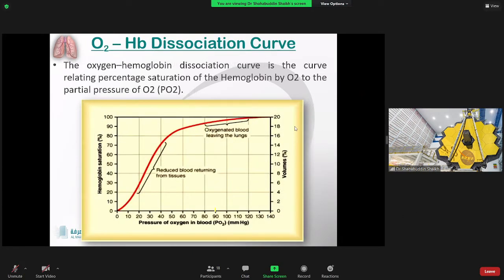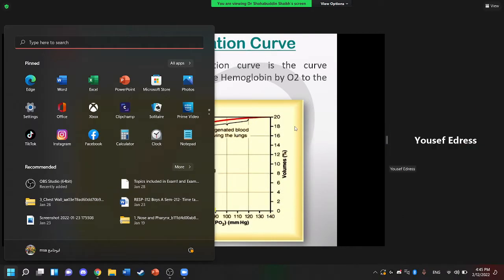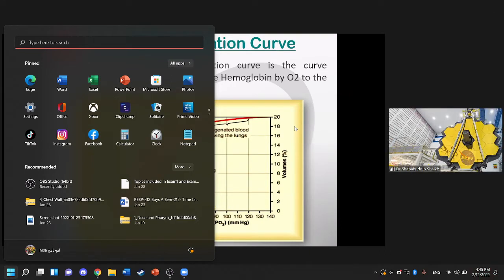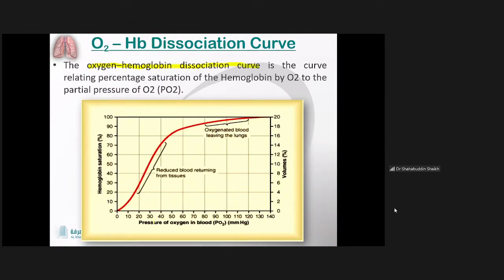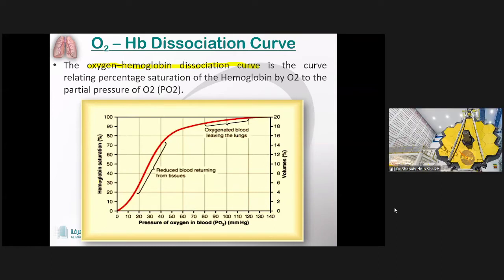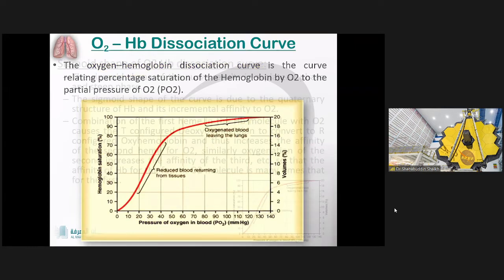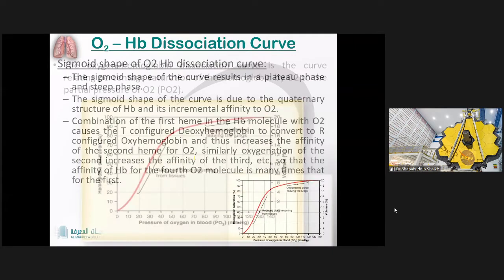What is this curve called? The sigmoid oxygen hemoglobin dissociation curve. This is the name. It tells you the different pressures of oxygen and how much is the hemoglobin saturation. These are the two things it is telling you. And we have discussed why there is a flat phase and why there is a steep phase in our lecture.